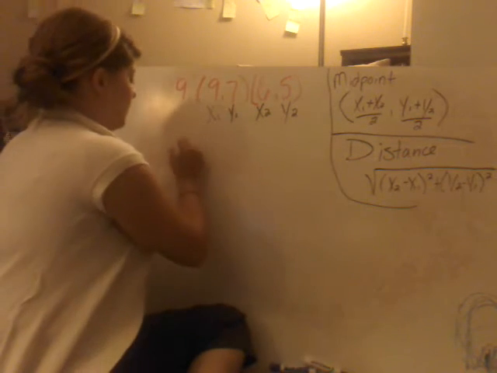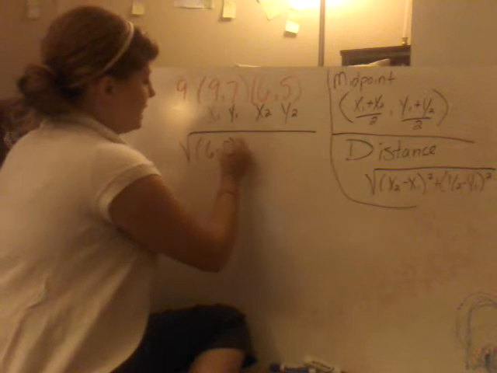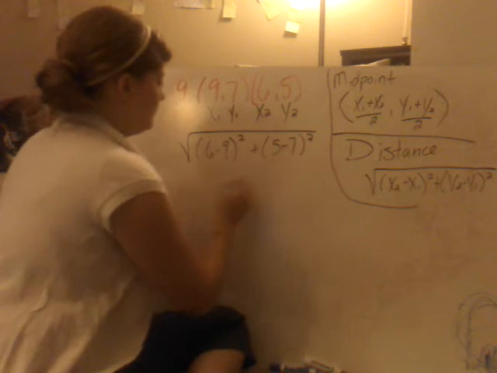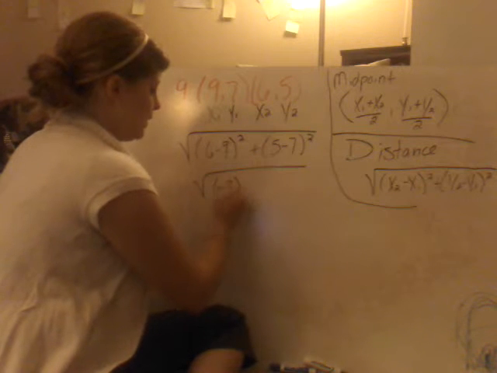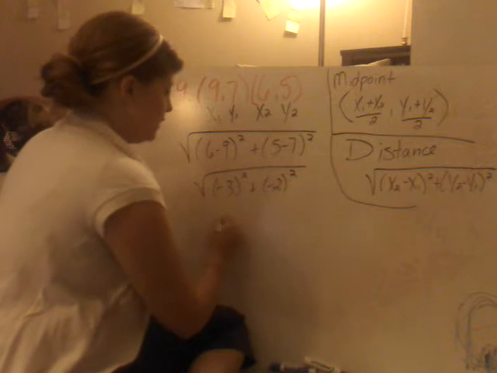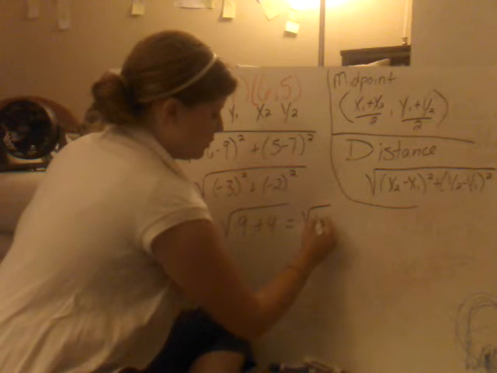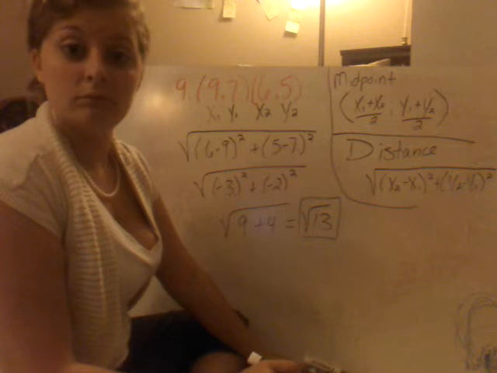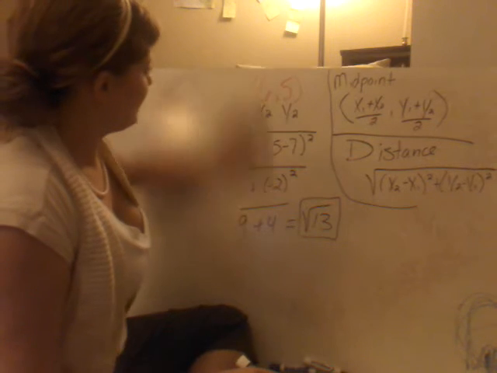Alright, so distance formula. Square root sign, 6 minus 9 squared, plus 5 minus 7 squared. Got the square root. 6 minus 9 is negative 3 squared, plus 5 minus 7 is negative 2 squared. I have the square root of 9 plus 4 equals the square root of 13. Done. Alright, so there's number 9. One more.